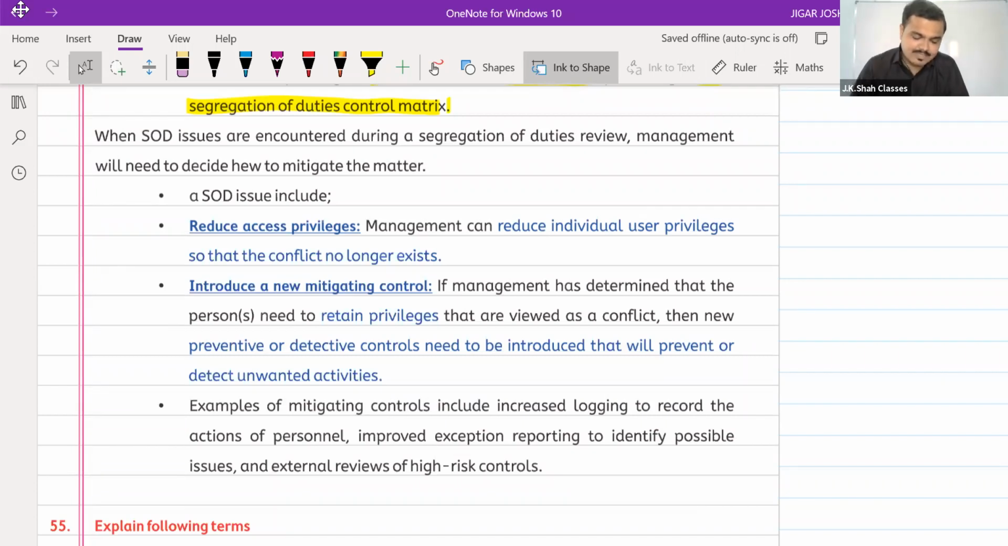When segregation of duties conflicts are encountered, people, during the segregation of duties review, management will need to decide how to mitigate the matter. How to reduce the effect of that matter, how we can deal with that matter when the segregation of duties conflicts. Okay. Now 2 points are there. Please refer to it very quickly, my dear chartered.